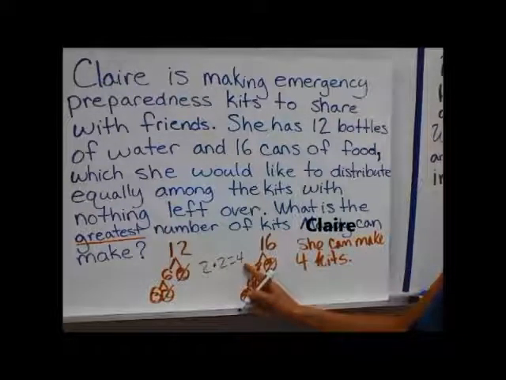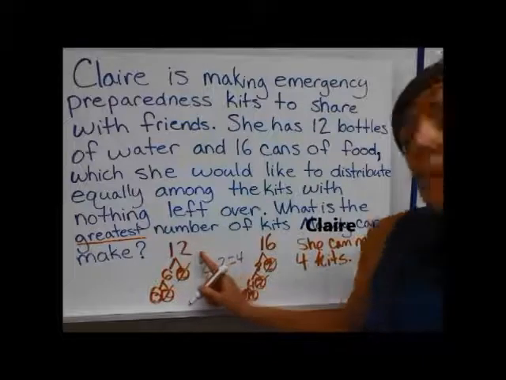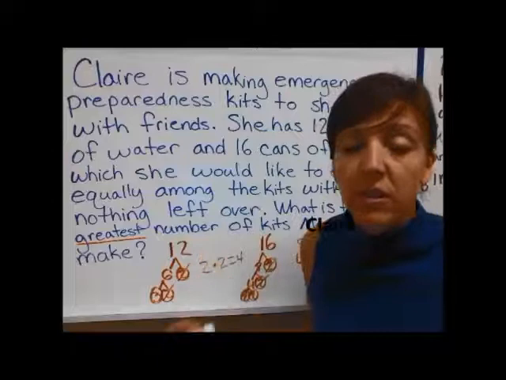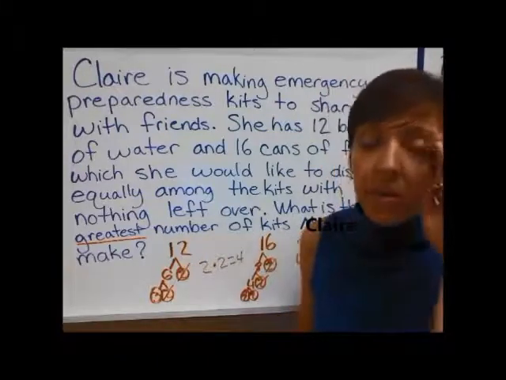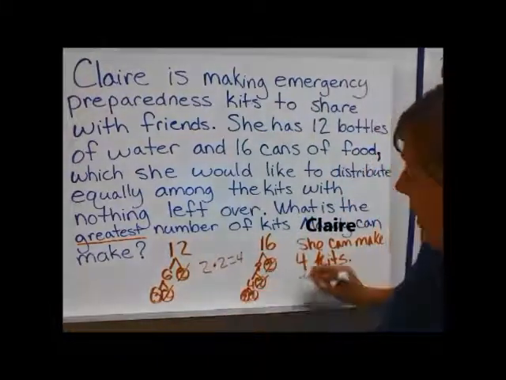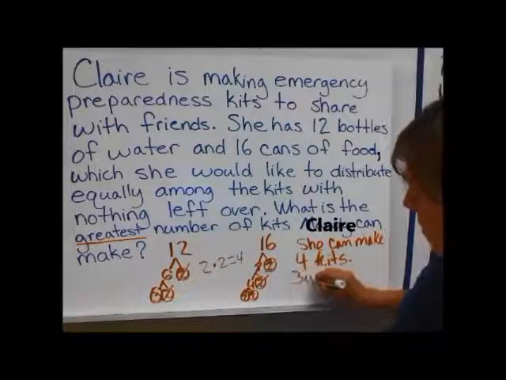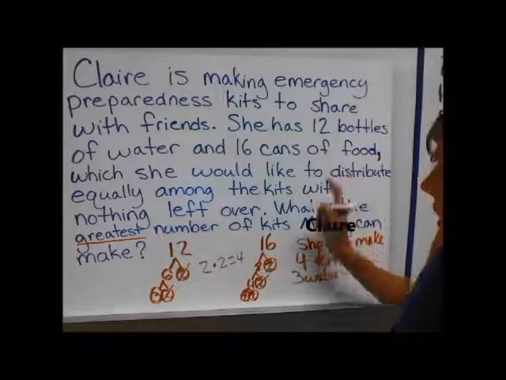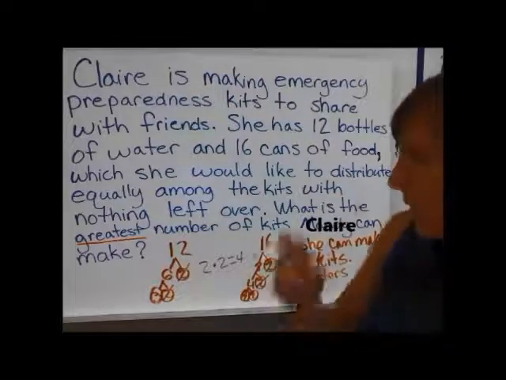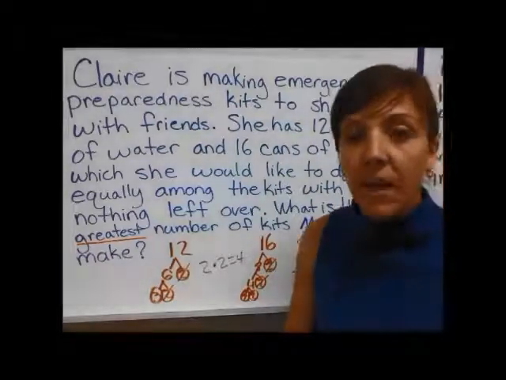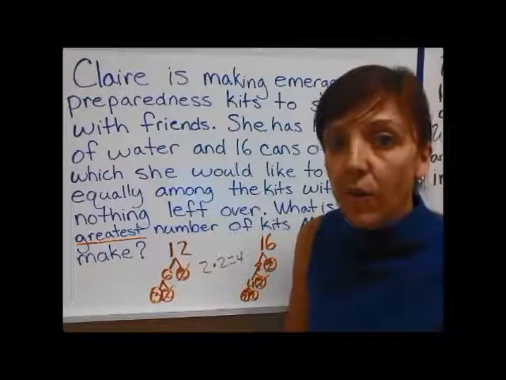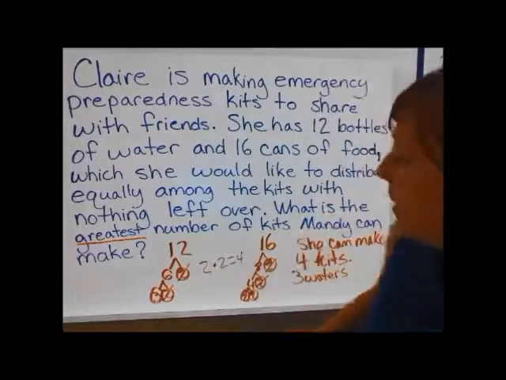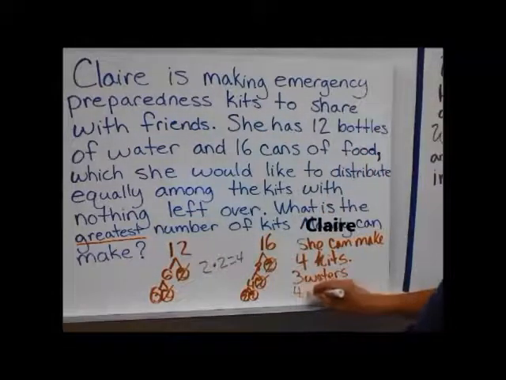And if she makes 4 kits, how many bottles of water would be in each kit? If she has 12 bottles of water and she's going to split them up into 4 kits, then there would be 3 waters in a kit. And how many cans of food? She would have 16 divided by 4, since she's splitting the 16 cans into 4 groups, and that would be 4 cans of food.